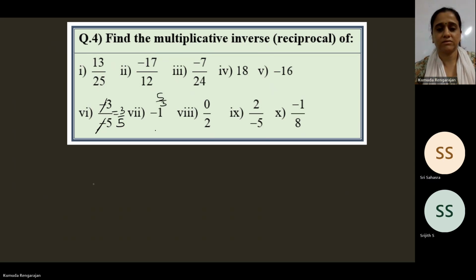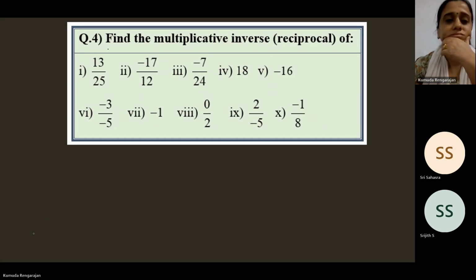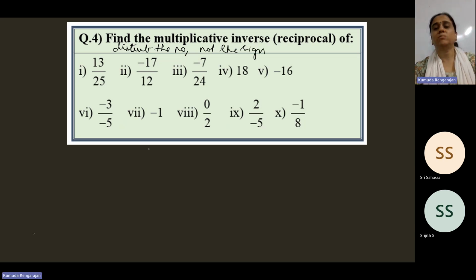So minus 1. Don't disturb the sign. It's minus. What's the reciprocal of 1? Write the number upside down. 1 only. Minus 1 by 1, which is minus 1.